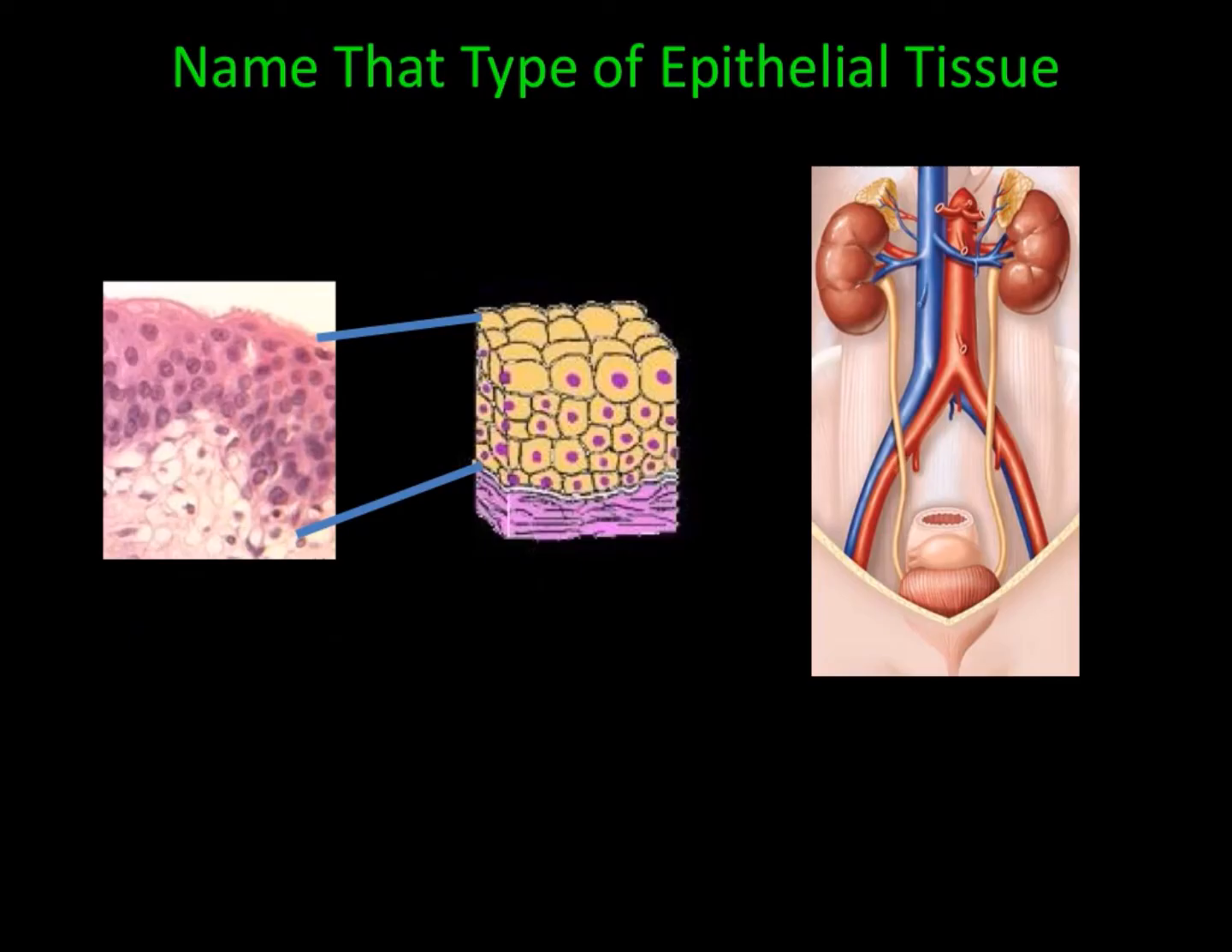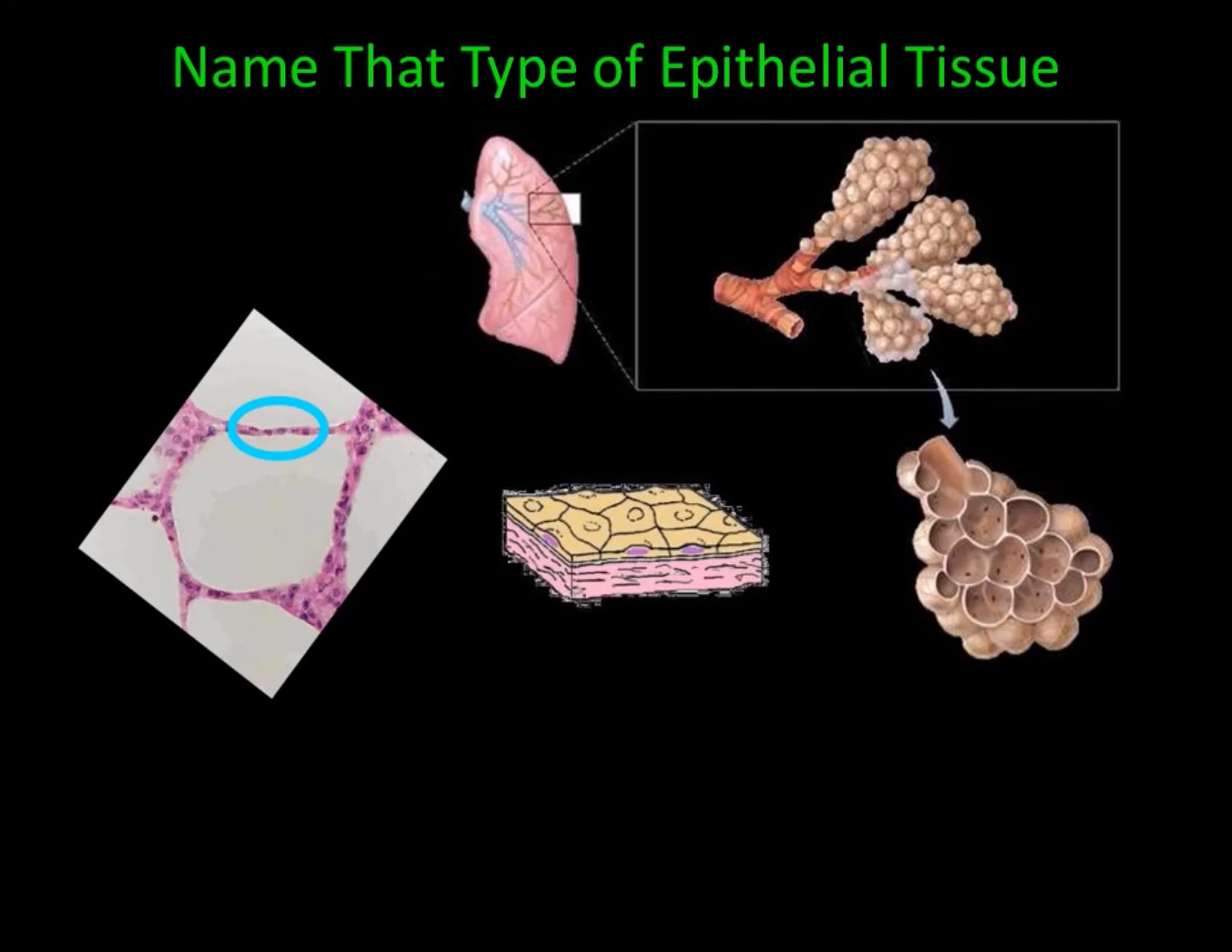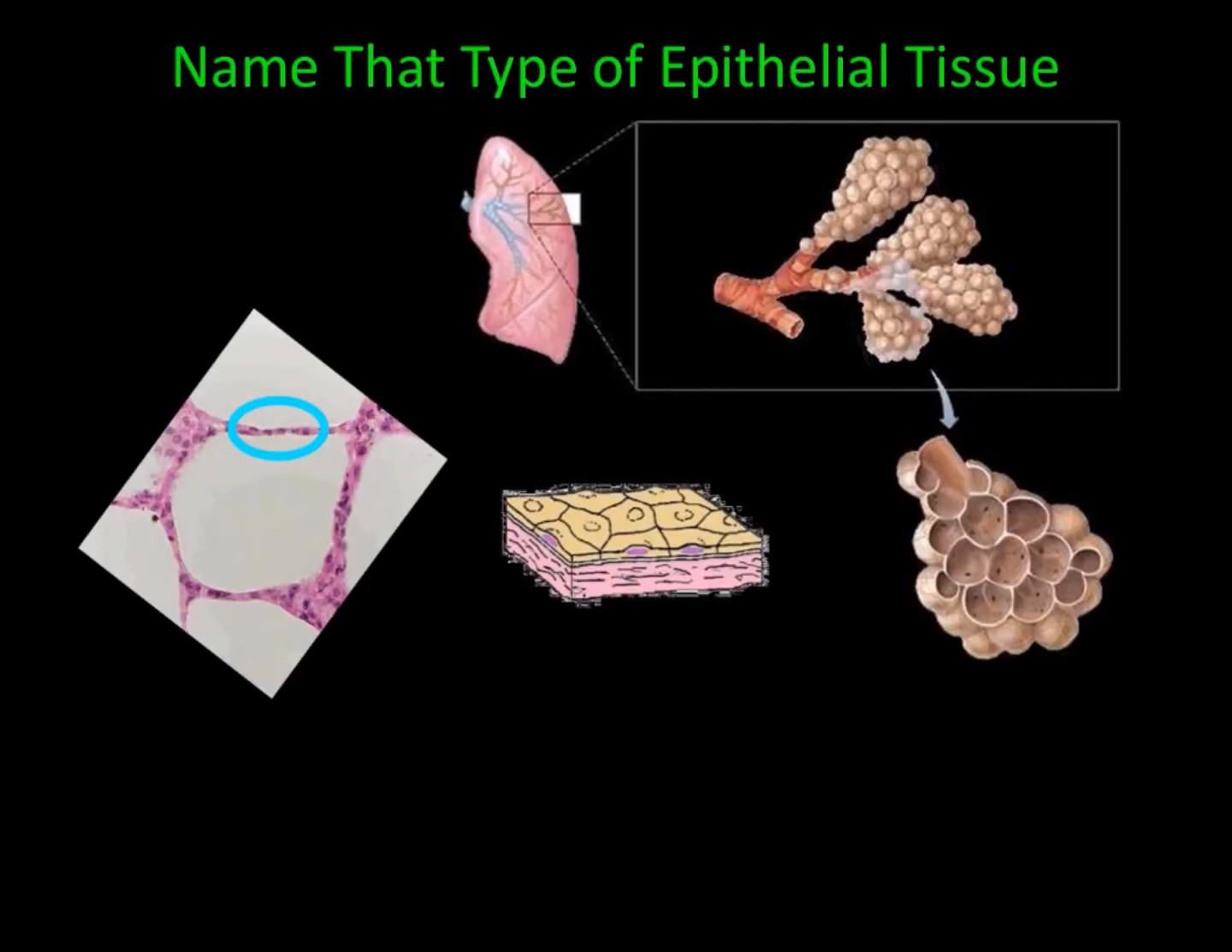Name this tissue. Multiple layers of cube-shaped cells. This type of tissue can be found in the urinary bladder. The name of this tissue is stratified cuboidal or transitional. Name this tissue. A single layer of flat cells. This tissue makes up the walls of the alveoli, which are tiny little sacs found in the lungs. The name of the tissue is simple squamous.